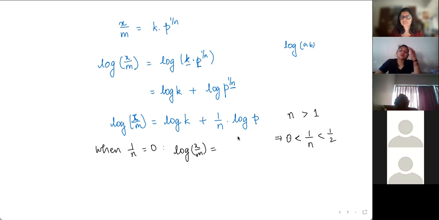If we put 1 by n as 0, then 1 by n times log p also becomes 0, so that remains 0. And k is the constant. So log x by m equals log k. तो ये पूरा 0 बन जाएगा. ठीक है. So if k is a constant, what can you say about the logarithm of k?